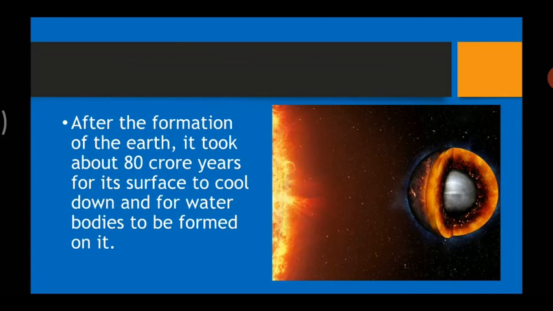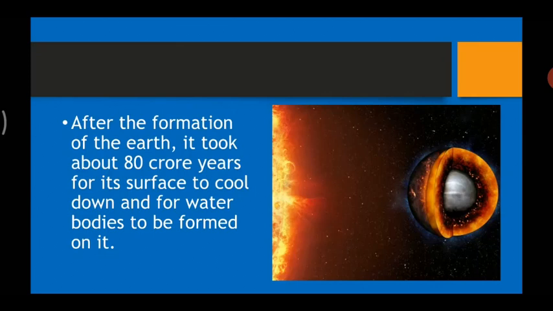Let's move forward. Now, after the formation of the earth, it took about 80 crore years for the earth's surface to cool down and for water bodies to be formed on it. Now, what are water bodies? Lakes, rivers, ponds, they are all called water bodies. So, after the earth's surface got cooled down, then the water bodies were formed.